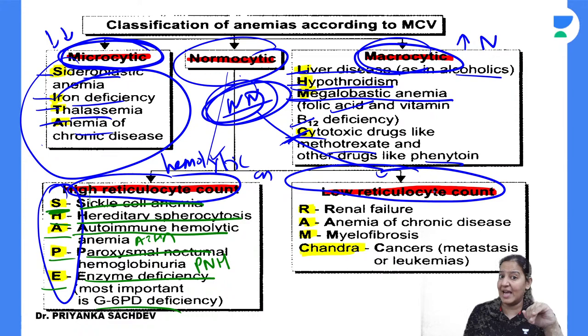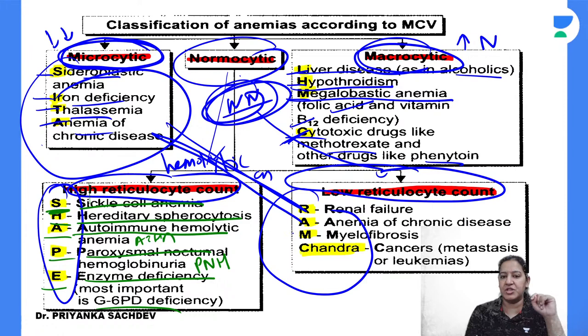So the mnemonic is Ramchandra. Yahan pe Sita aayi thi na, now Ramchandra. R stands for renal failure. A stands for anemia of chronic disease. M for myelofibrosis. And Chandra ka C is for some cancers.